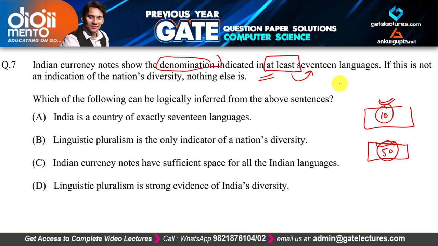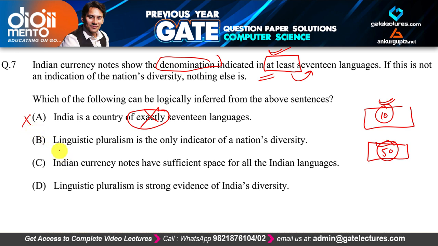If it is not an indicator of the nation's diversity, nothing else is. So which of the following can be logically inferred from the above sentence? Option A, India is a country of exactly 17 languages. Here, exactly is not correct because they are discussing at least. So option A is wrong.